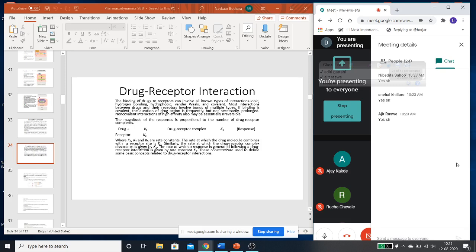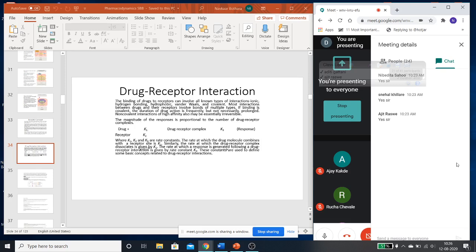So drug plus receptor forming the complex, that is the association constant, we will call it K1. K1 is the association constant. K2 is the dissociation constant, that is the drug is dissociated from the receptor, and K3 is responsible for the response. So these are the rate constants, because as I told you, it will depend on the proportionality.